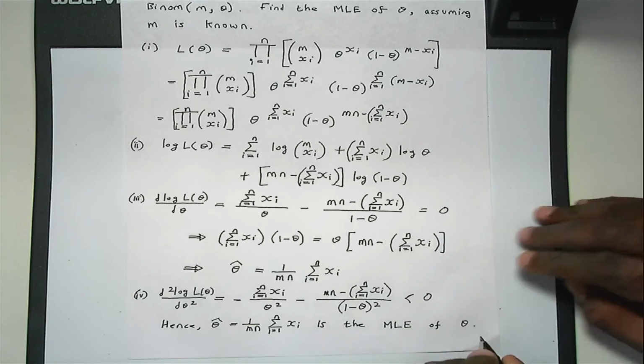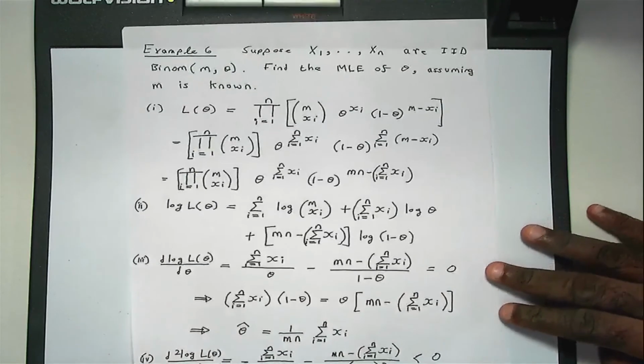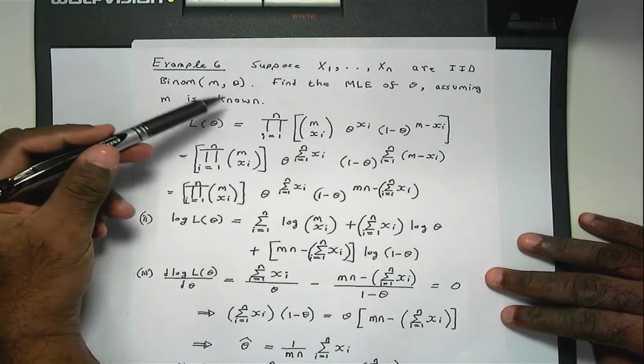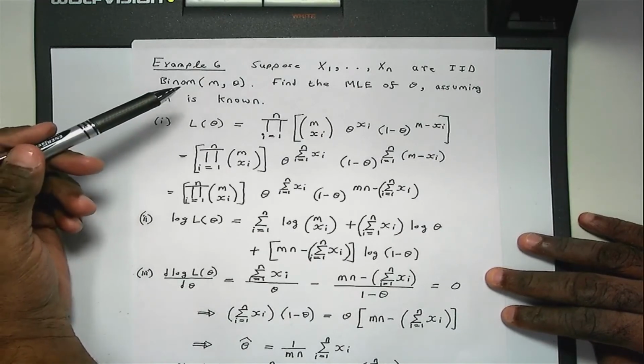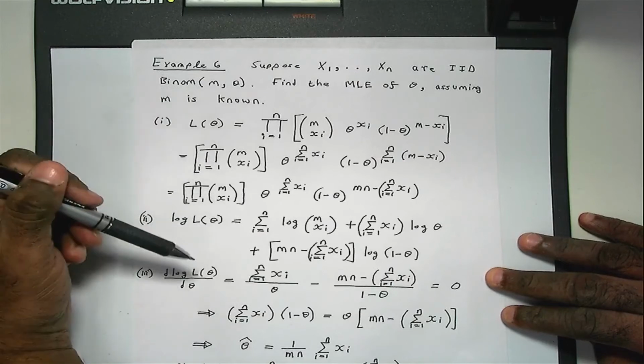Alright, so you see the difference between this example, example 6, and the previous example, which is example 5. The difference is that here we have n data points from a binomial distribution with these parameters, and in the previous example we had just one. So that made a difference to all the calculations we made here.